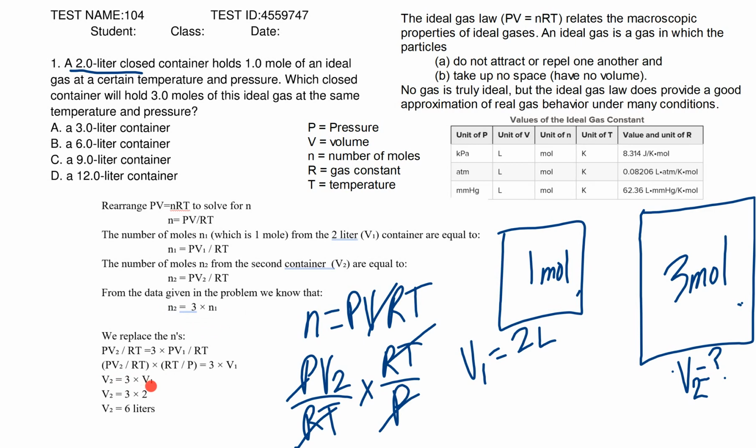Now we know that V1 is 2 liters because it tells us right here. So V2 equals 3 times 2, or V2 equals 6 liters. Alright, so that's how you would solve that one.